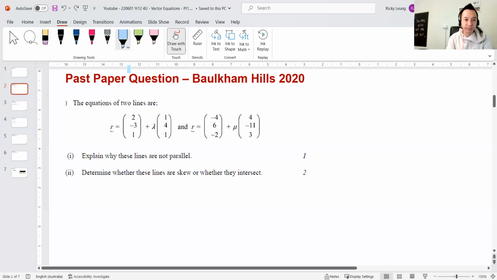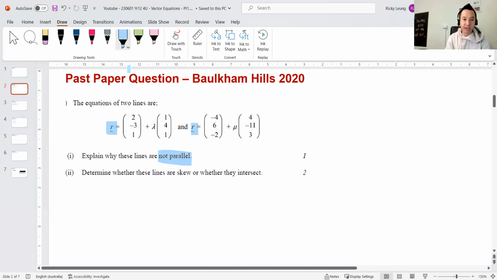So in this question, we've got 2 vector equations, R, and actually they both should be R1, R2, but let's leave it. Explain why these lines are not parallel. That's an easy question. It's a 1 marker. All you've got to do is basically demonstrate that the direction vectors are not multiples, not scalars of each other. Once you do that, they're not parallel, right?